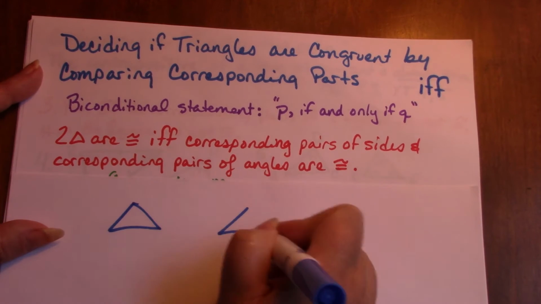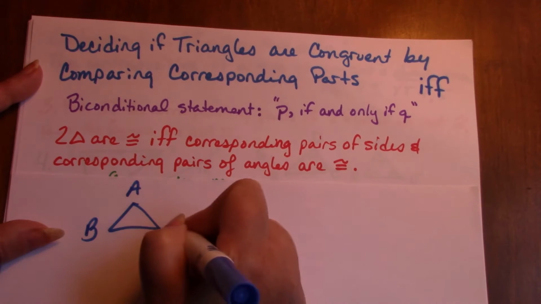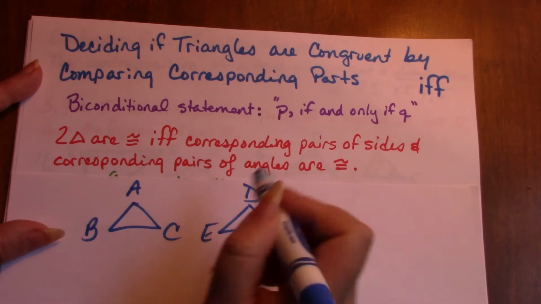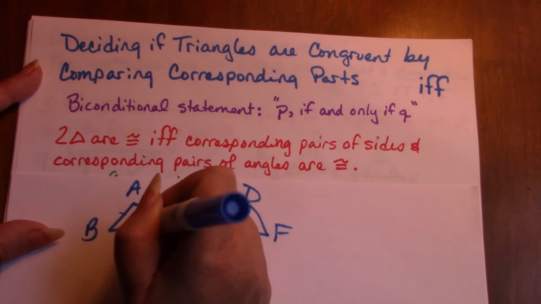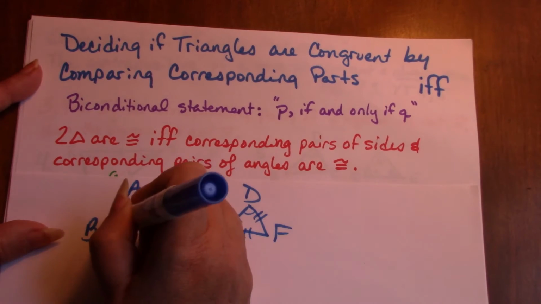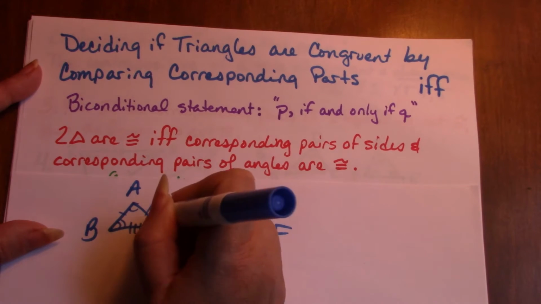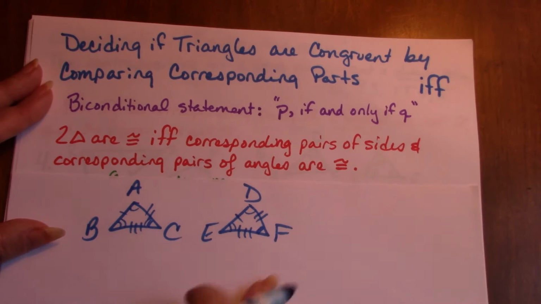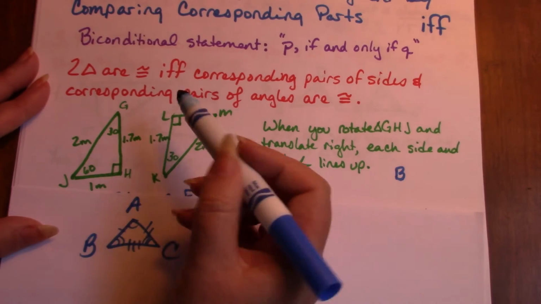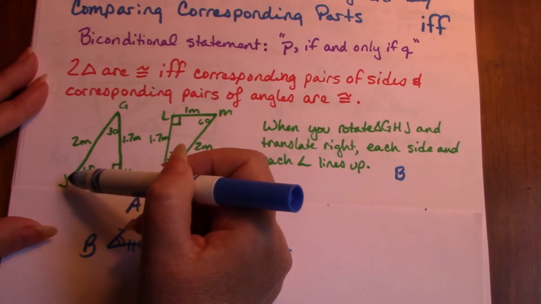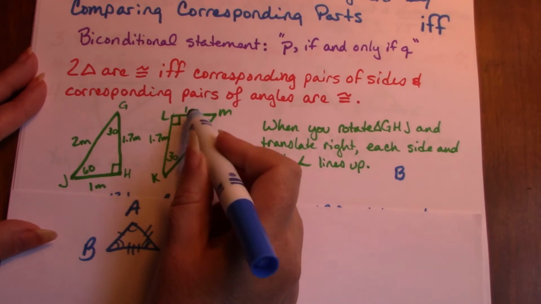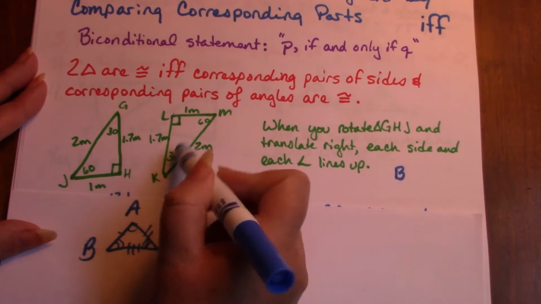So ABC and DEF are congruent if and only if the sides are congruent and the angles are congruent. So first they give you triangle GHJ and triangle KLM. They give you all 3 sides, and they give you all 3 angles.